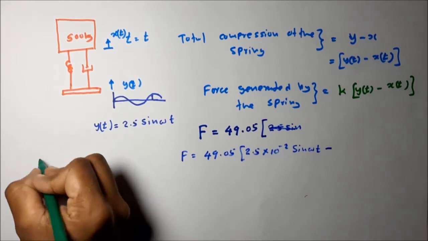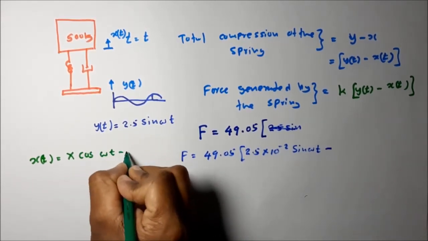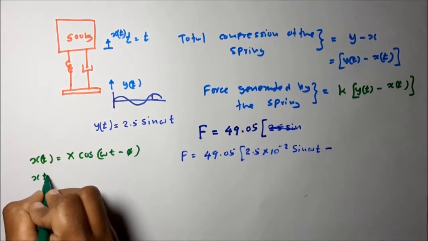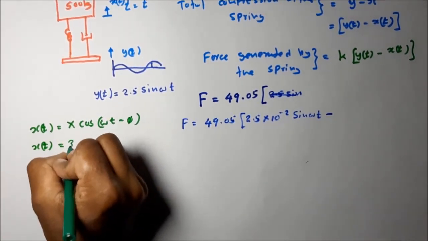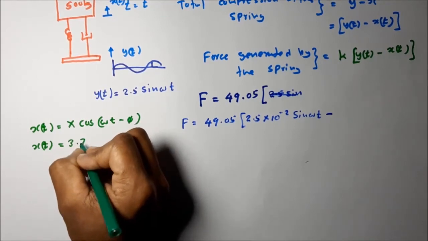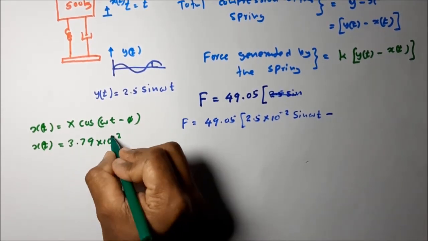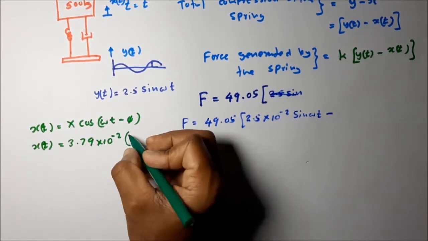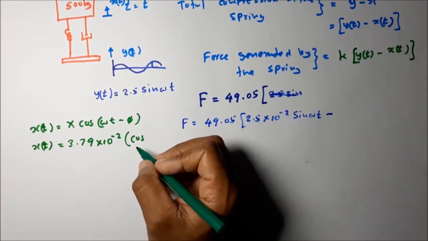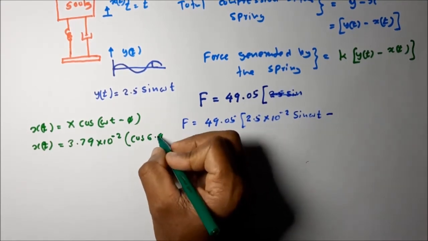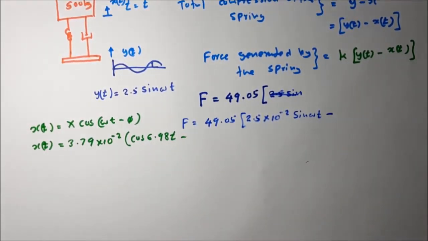What is x(t)? x(t) is given by the equation x(t) is equal to X cos omega t minus phi. How to calculate x(t)? The X we already calculated. The X magnitude is 3.79 into 10 to the power of minus 2. Then the cos, what is the forcing function frequency? We already calculated the forcing function frequency omega f, 6.98 into t minus phi.